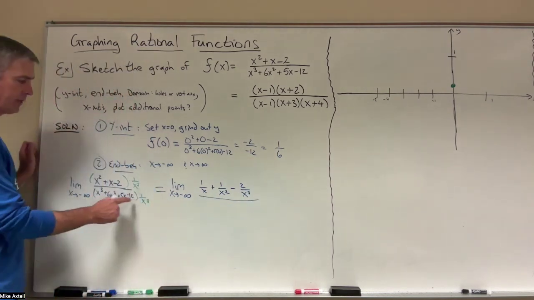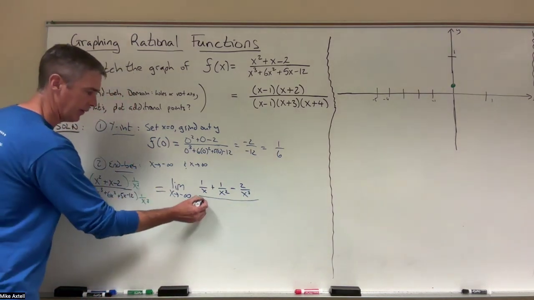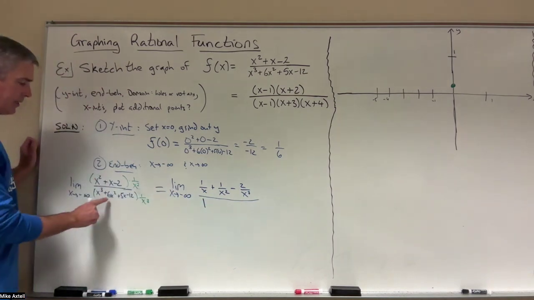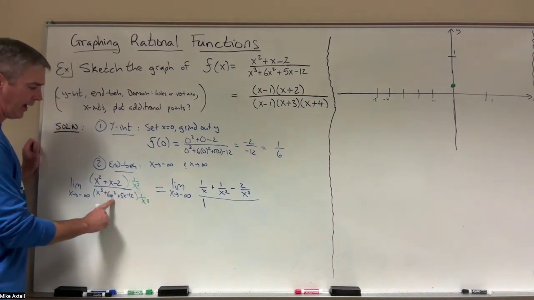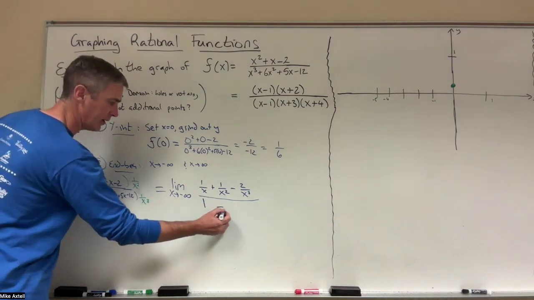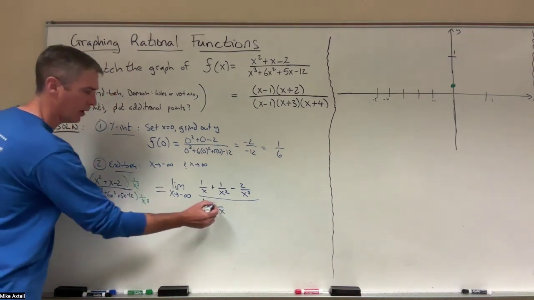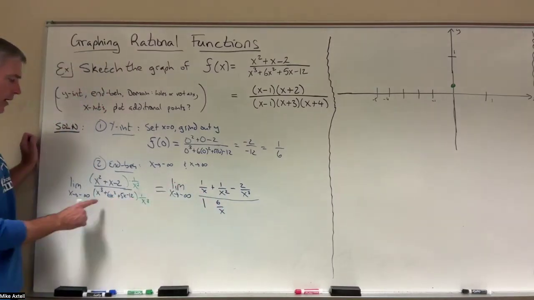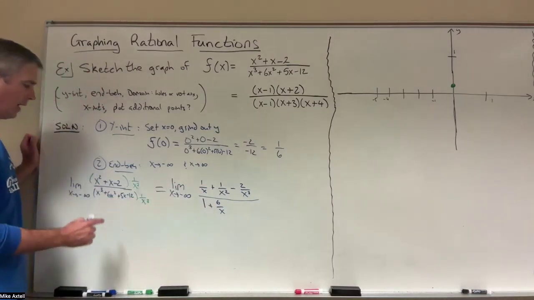Denominator, x cubed times 1 over x cubed. The x cubes cancel, leaving the 1 behind. 6x squared times 1 over x cubed: x squared kills 2 of the 3 x's downstairs, leaving 1 downstairs. The 6 times 1 is upstairs, so I think I have a 6 over x, positive sign.